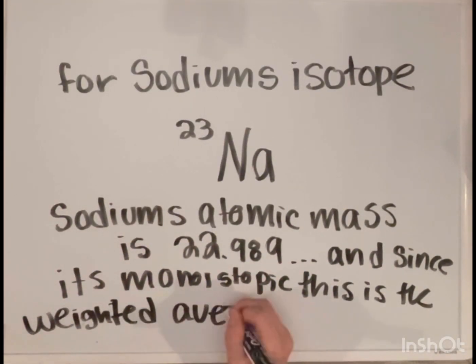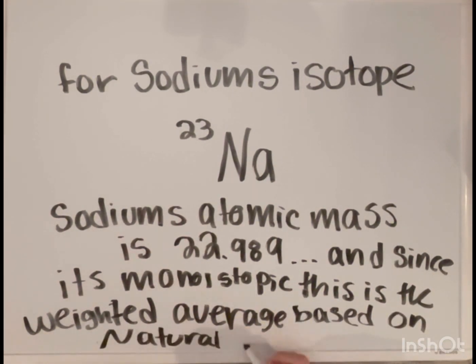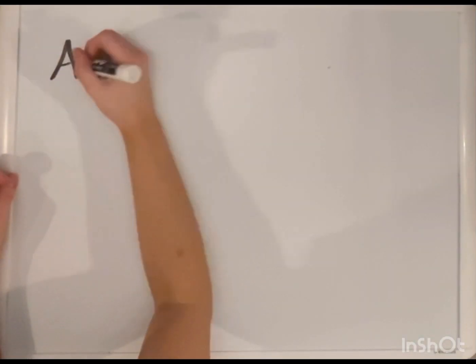Its atomic weight would be the number of protons and neutrons together, which should be 23 because our protons are 11 and our neutrons are 12.